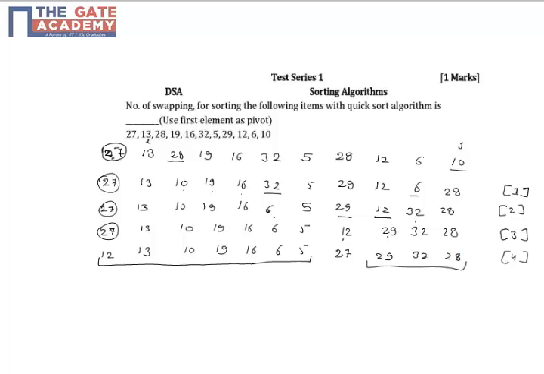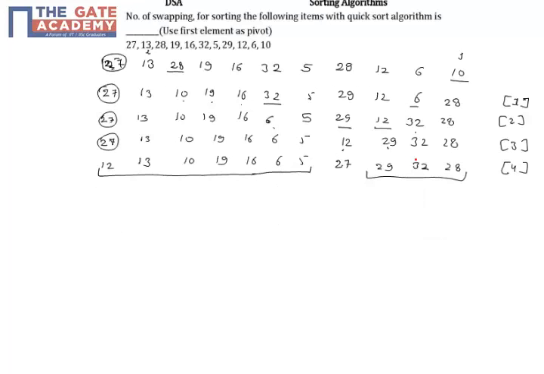You can understand easily that all the left hand side numbers are less than 27 and all the right hand side numbers are greater than 27. So what we will have to do is apply the same thing on these two lists, whatever we have done till now. After one iteration, in the second iteration I'll take my first list, that means all the numbers lesser than 27. So in the first list I have the numbers 12, 13, 10, 19, 16, 6 and 5.